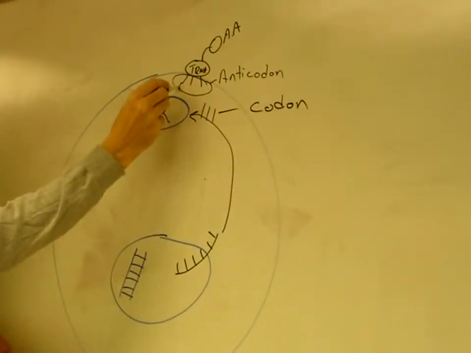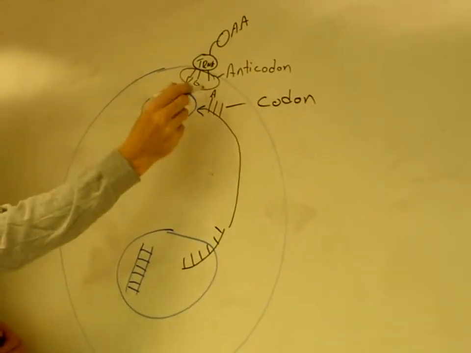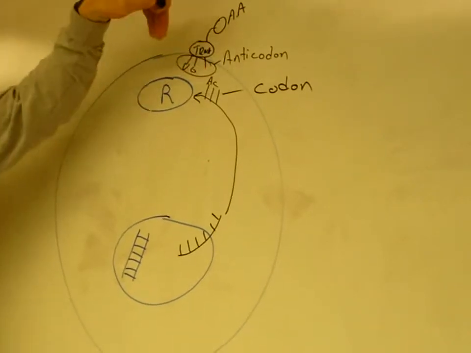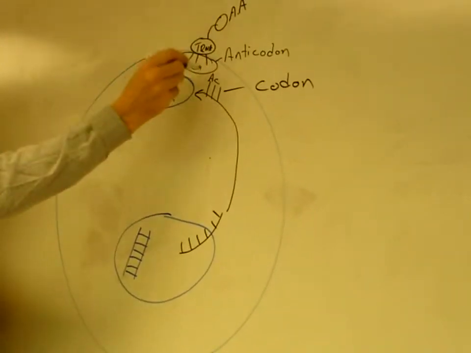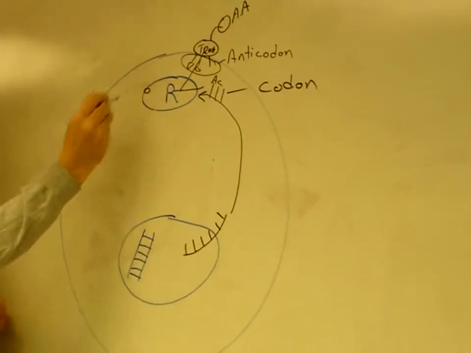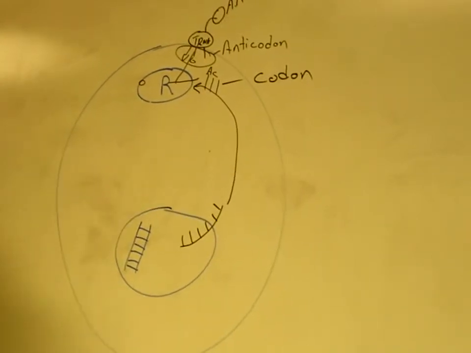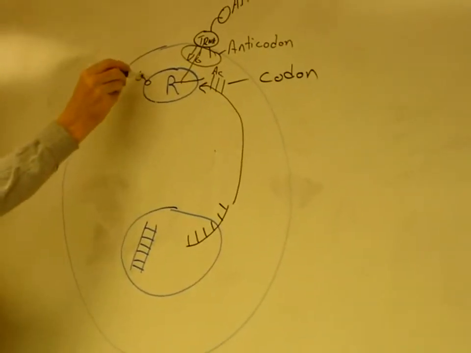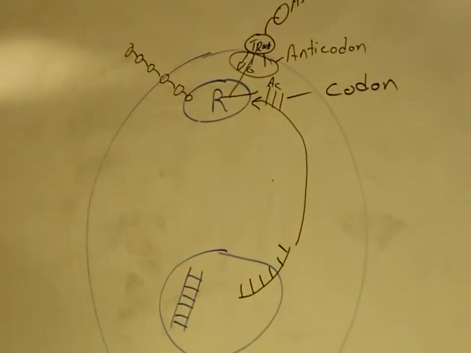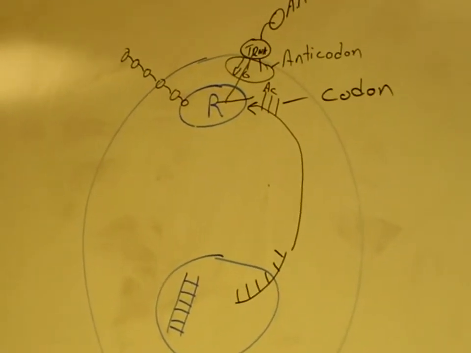This is a U, so this would be an A. This was a G, so this would be a C. And so on. It must fit perfectly. When it does, inside this ribosome, it will drop off its amino acid. And it just keeps doing that. Every 3 letters, every codon and anticodon, it keeps dropping off amino acids. So we get a chain of amino acids. What do we call a chain of amino acids? Protein.